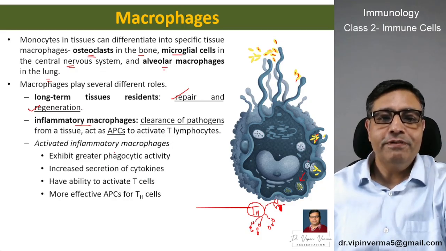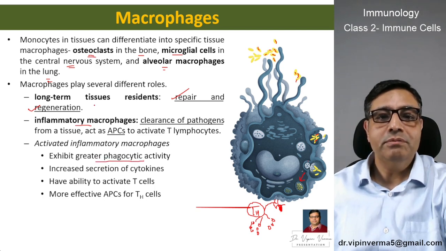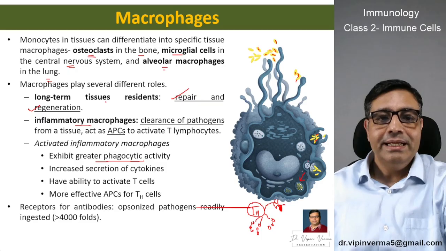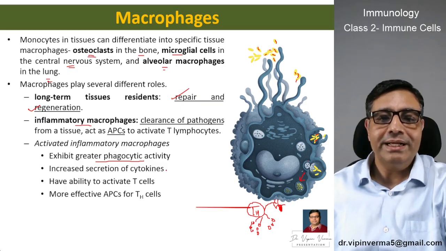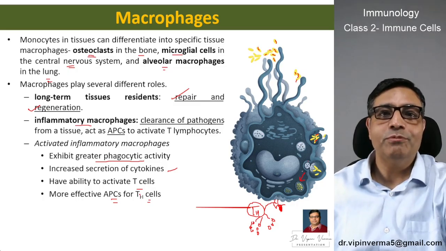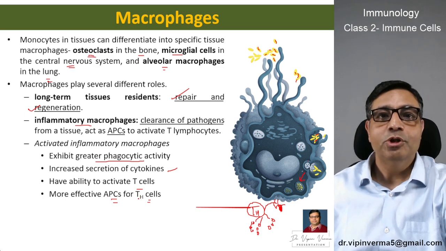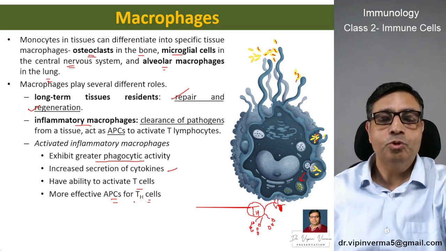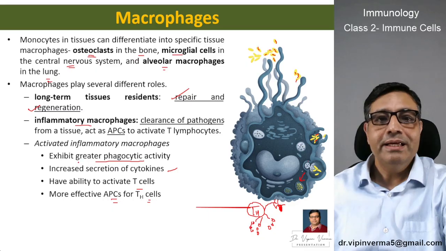So activated inflammatory macrophages exhibit greater phagocytic activity, okay, as compared to the long-term tissue residents, whose main role is repair and regeneration. They have increased secretion of cytokines. They have the ability to activate T cells, and they are more effective antigen presenting cells for T helper cells, because our T helper cells need the right stimulatory or co-stimulatory molecules and the right set of signals so that they can help to induce the immune response. So inflammatory macrophages are more effective.